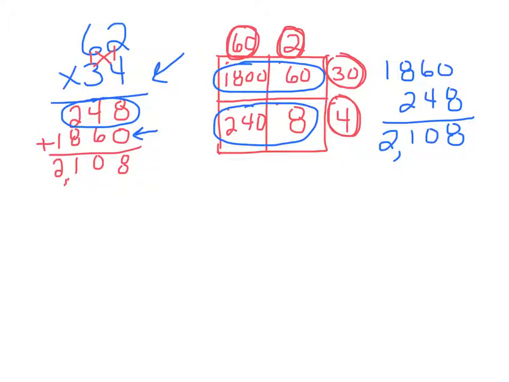Unlike the last problem that we did, this is not a problem that I would tend to do mentally. I would just get out a calculator, 62 times 34, and quickly have the answer. But it is great to see that the double distributive property also works with this.